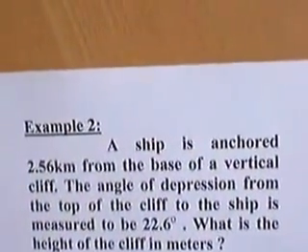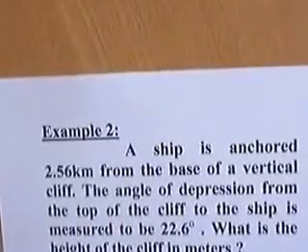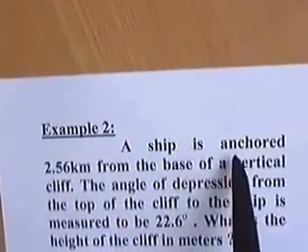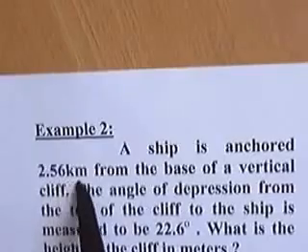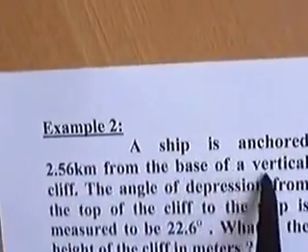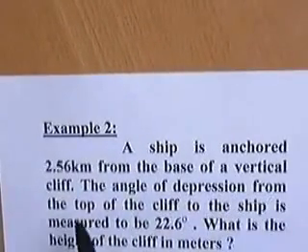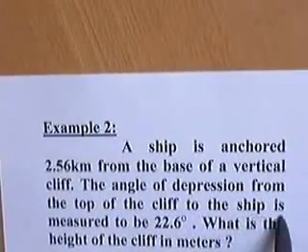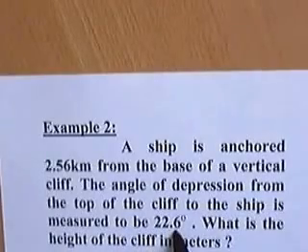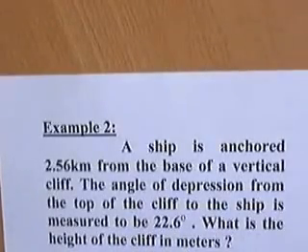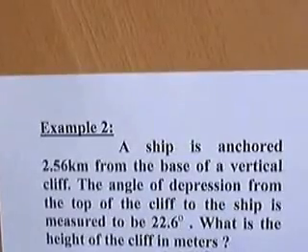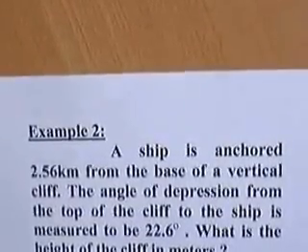Okay, let's do another example and we'll see what we can learn from this one. This is example 2, and it reads like this. A ship is anchored 2.56 kilometers from the base of a vertical cliff. The angle of depression from the top of the cliff to the ship is measured to be 22.6 degrees. What is the height of the cliff in meters?